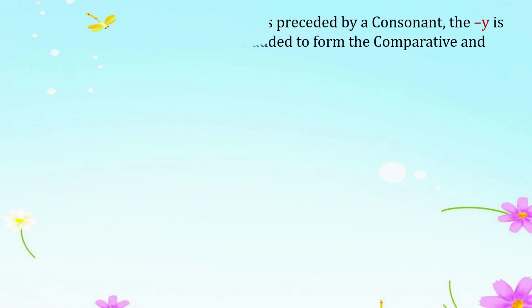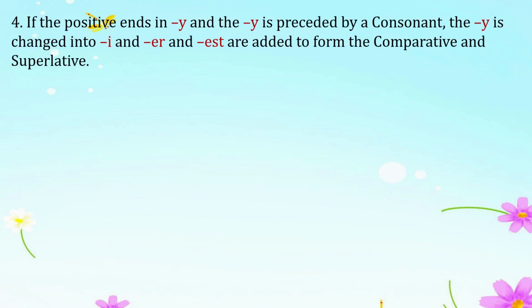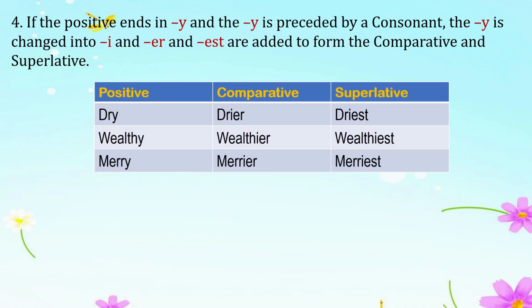Let's see the fourth rule. If the positive ends in y and the y is preceded by a consonant, the y is changed into i and er and est are added to form the comparative and superlative. Let's see the example, dry. It ends with the y and is preceded by a consonant.